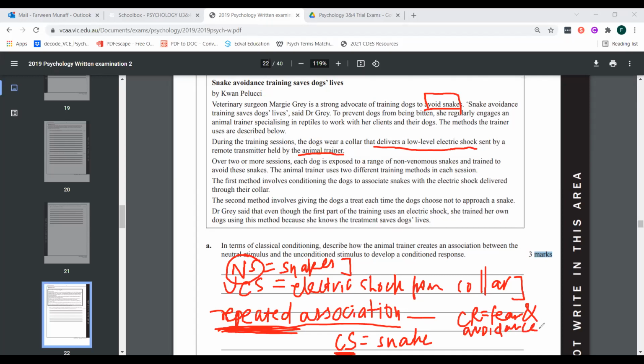So every time the dog sees a snake, even if it's in the distance, it runs away or it avoids the snake. Okay, because it started to associate the negative responses that it got from the electric shock, and it's associated this with this. Okay, so that's the basic idea. Does that make sense?